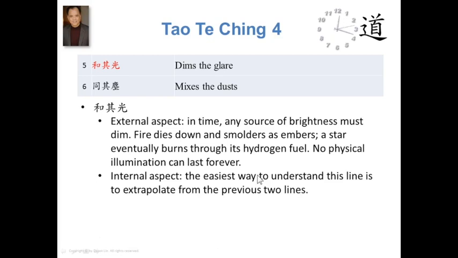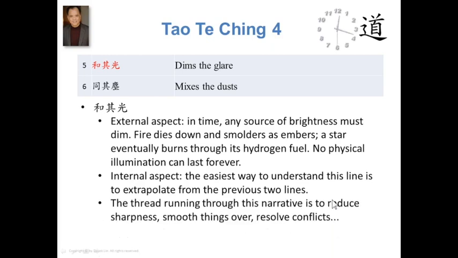In the internal aspects, what does it mean to dim the glare? Well, the easiest way to understand this line is to extrapolate from the previous two lines. The previous two lines had to deal with blunting the sharpness and resolving complexity and disputes. So there's a common thread running through this narrative from the beginning of this chapter to this line. Reduce sharpness, smooth things over, resolve conflicts.